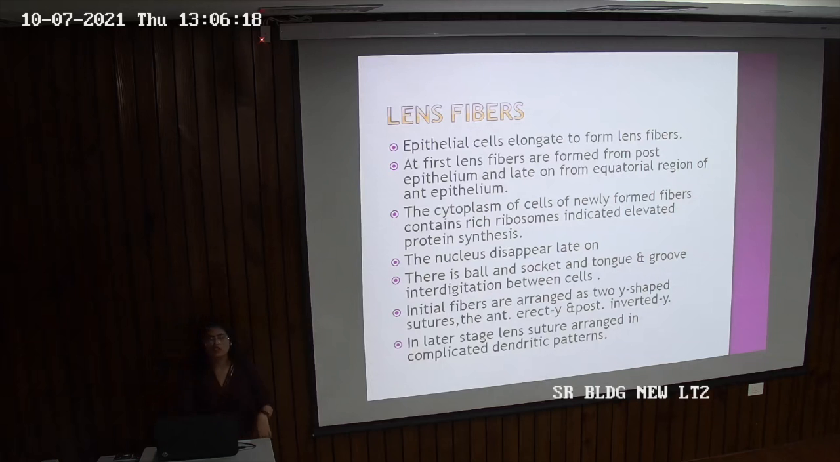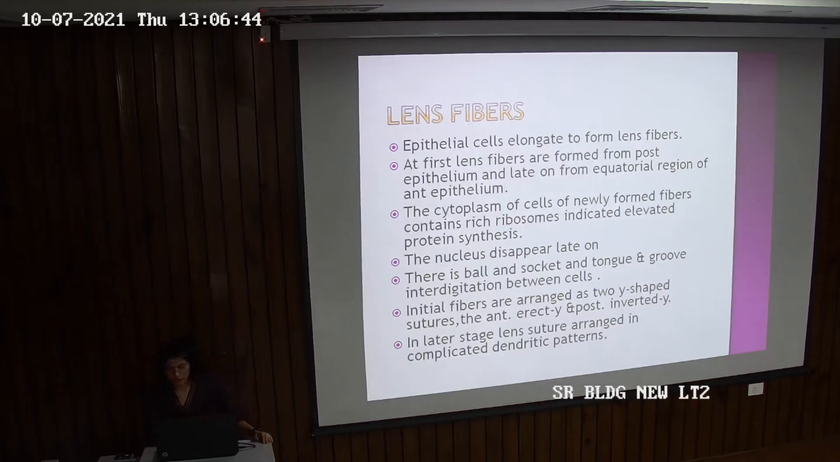The anterior ones attach in the form of an anterior Y. The posterior ones, when attaching towards the sutural, form an inverted Y. But later on we can't use these words because when they combine together they form different dimensional structures, so they are not able to form this kind of shape. But this is important here: in the later stages, the lens sutures are arranged in a complicated dendritic pattern.